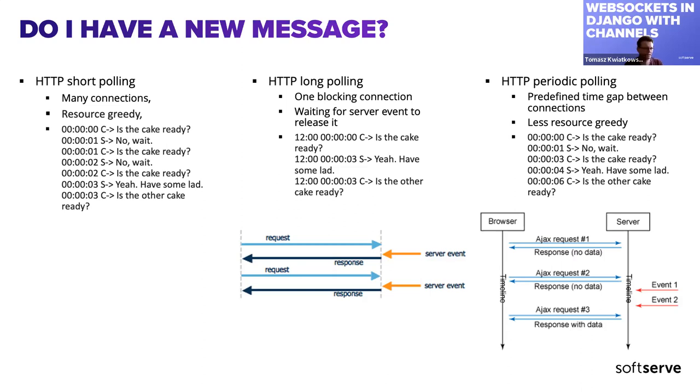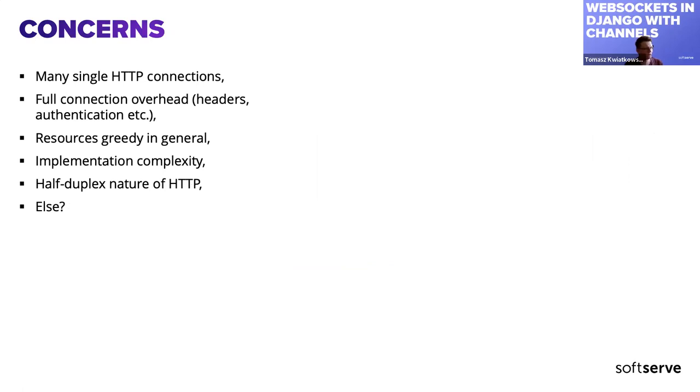But still, we have this one-way, half duplex approach which HTTP follows. We need to make the request in order to wait for the response with the event from the server side. So that's the case here. So yeah, those are the concerns about the three approaches that we might use when using a REST API with HTTP.